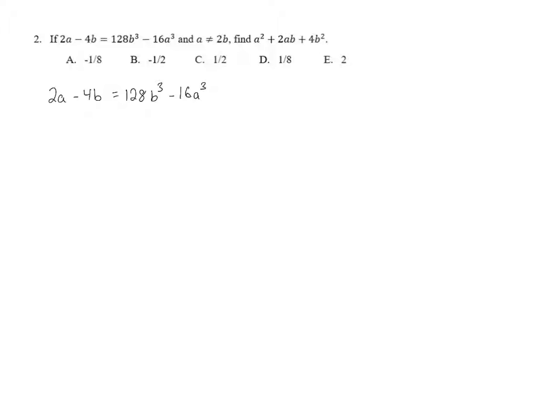The first thing I notice is that everything is divisible by 2, so I'm going to divide both sides of the equation by 2 just to make things simpler. This leaves me with a minus 2b equals 64b cubed minus 8a cubed. And I notice at this point that the right-hand side is a difference of 2 cubes, and this can be factored using the formula for the difference of 2 cubes.